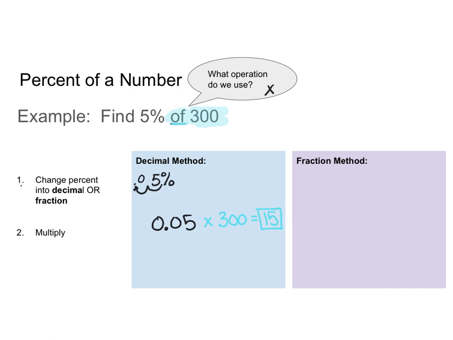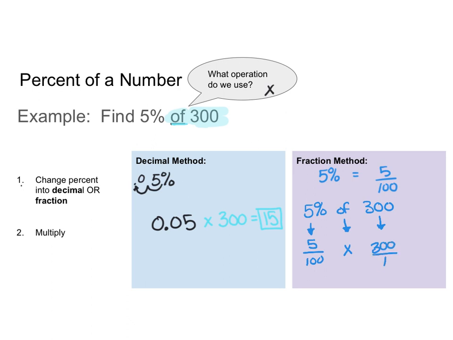Let's do the fraction method. So I'm going to change this 5% into a fraction. This means 5 out of 100. Okay. So now I'm going to do the same thing. So I'm going to take the 5%. So it's 5% of 300, right? This 5% is 5 out of 100. Of means to multiply, and then we're going to multiply by 300. Well, I'm going to make that over 1, okay?